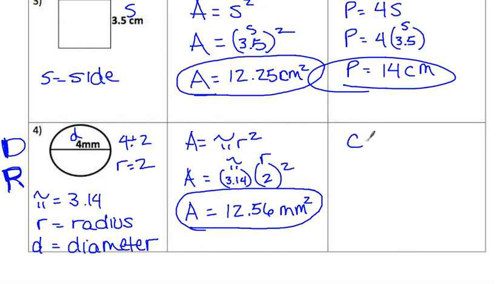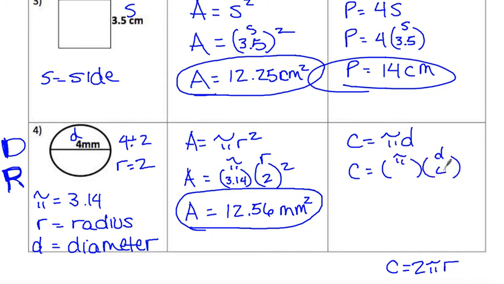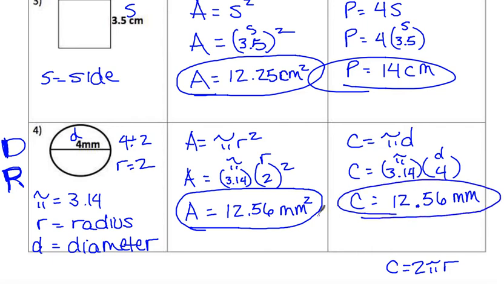Now the last formula is C equals pi d. You may also see the formula C equals 2 pi r. Both of them mean the same thing. But in this case, we have a diameter, so we're going to use the diameter formula. So this one's pi and this one's d. The diameter is 4 and pi is 3.14. So C is equal to 12.56 millimeters. And it actually just happens to turn out that the circumference and the area are the same measurements.